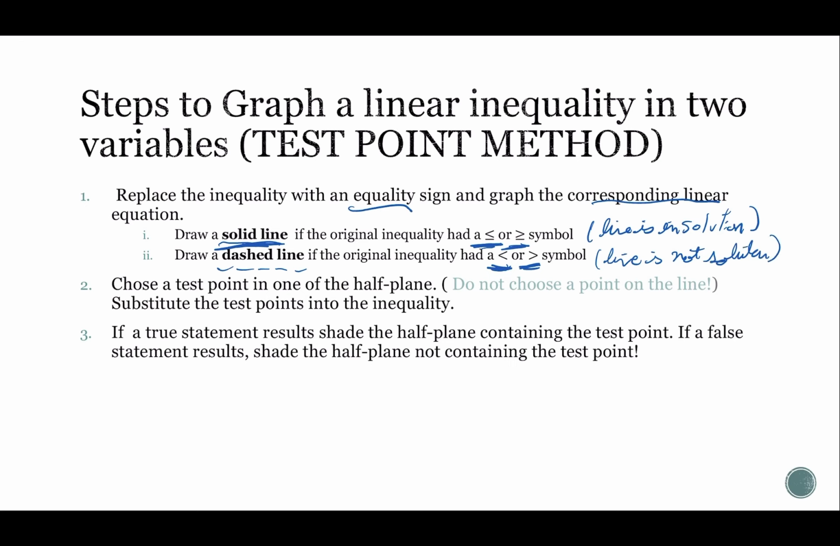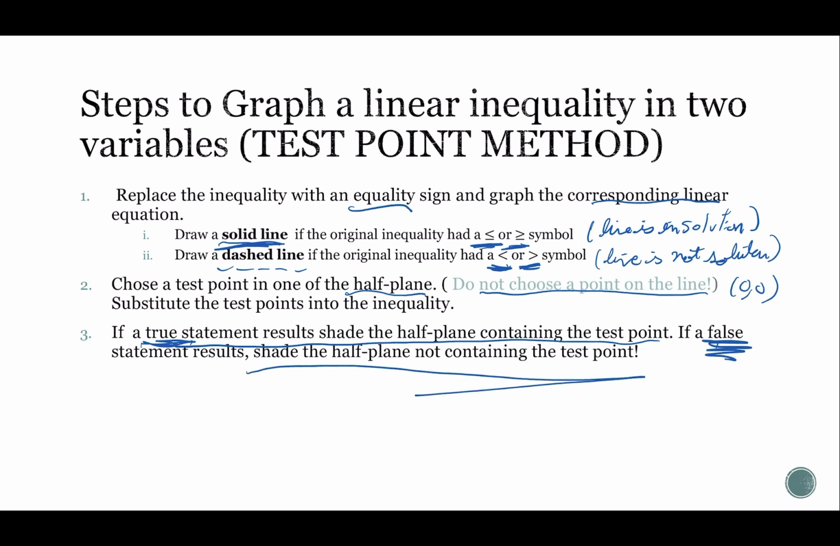Next, you need to choose a test point on one side of the half plane. I choose 0, 0 as long as I can, but you cannot choose a point on your line. And I substitute the test point into my inequality. If I get a true statement, then I shade the side that has the test point, because that test point is part of my solution. If I get a false statement, then I shade the opposite side, because the side with the test point was not part of the solution.